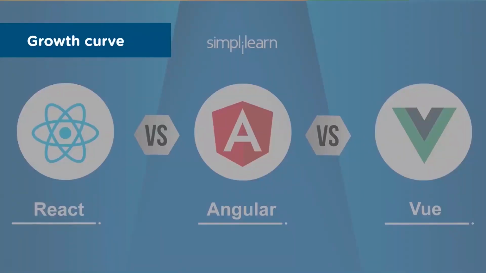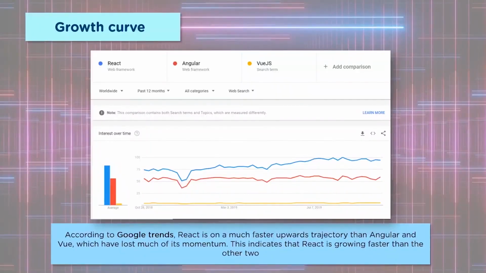Now let's look at the future scope. Learning a new technology always comes with questions like what's in it for me, what's its growth potential, how far will it take me in my career, and so on. So let's go ahead and see the growth rate of React, Angular and Vue. According to Google Trends, over the past 12 months, React has been on a way faster upward trajectory than Angular and Vue, which have considerably lost their momentum. Now this indicates that React is growing faster than the other two with respect to popularity, industry adoption and community support.